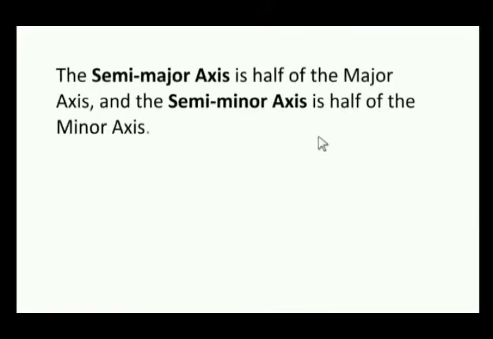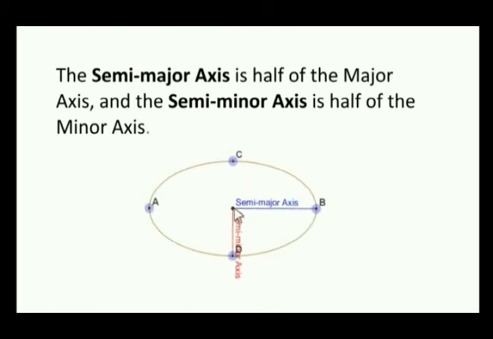The semi-major axis is half of the major axis, and the semi-minor axis is half of the minor axis. Now what is the semi-major axis? If we halve the major axis, it becomes the semi-major axis. Similarly, if we halve the minor axis, it becomes the semi-minor axis. Look at this. This is the semi-major axis, and this one, the red one, is the semi-minor axis.